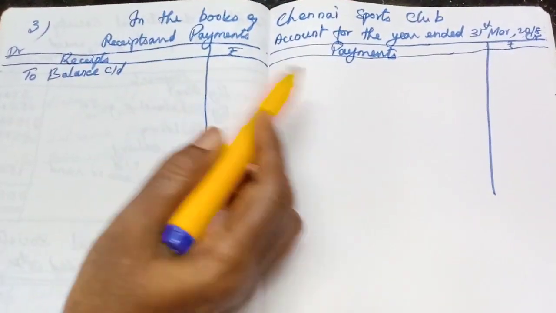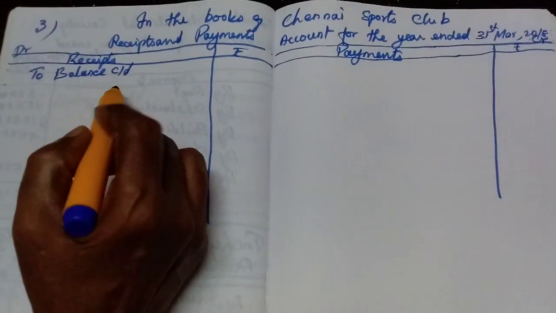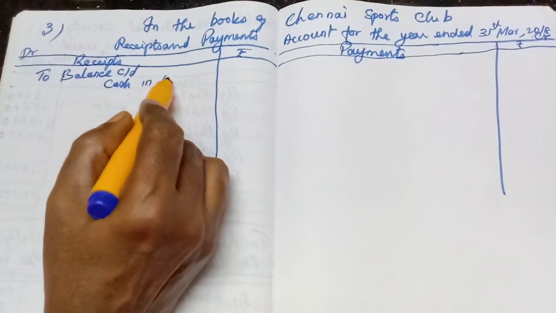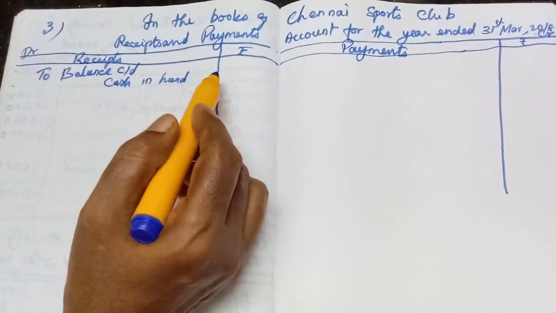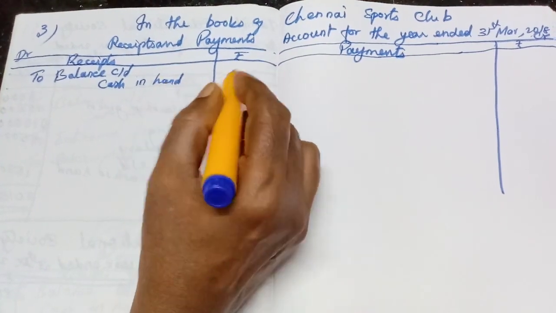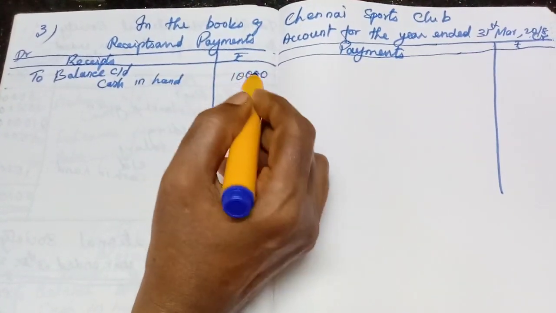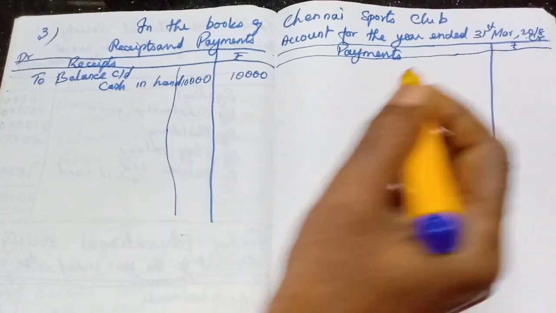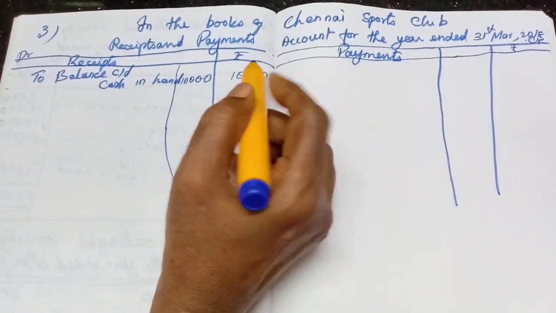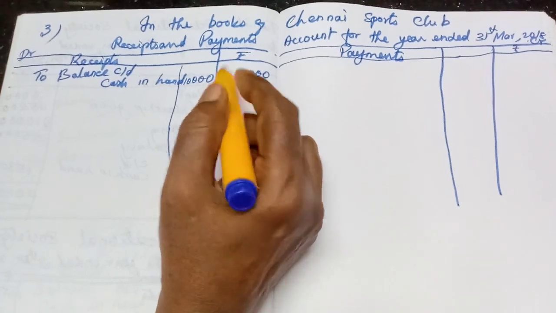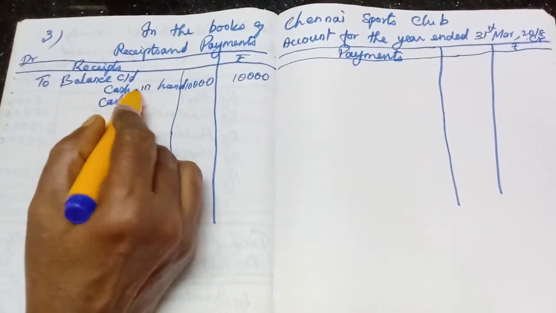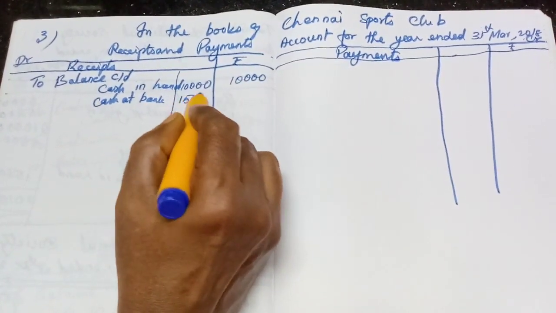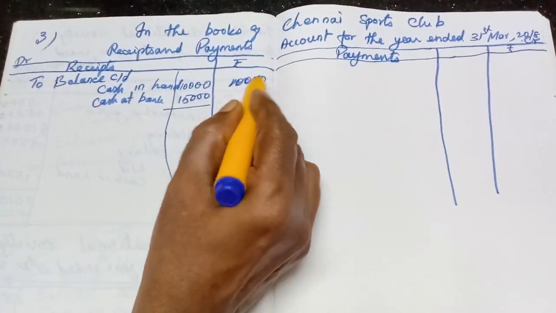Then draw the columns, then debtor, creditor you write, then receipts, payments, rupees. To balance carry down, cash in hand. Because opening cash balance, so that is cash in hand. How much? 10,000. Either here also you can write 10,000. Two columns you have to write, inner column, outer column. You can write here and we can add there also. Then cash at bank, 15,000. So how much we will get? 25,000.